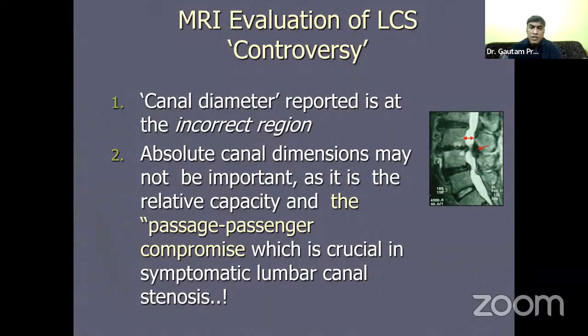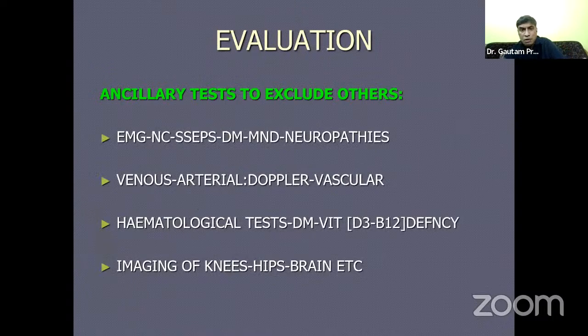So always look at the entire picture and don't go by just the measurement reported on the MRI films. The absolute canal diameter with respect to what the present condition is, that is more important, and that we have to correlate with the clinical symptoms. Apart from that, if there are any unrelated or unexplained neurological issues, don't hesitate to get EMG and NCV studies done.